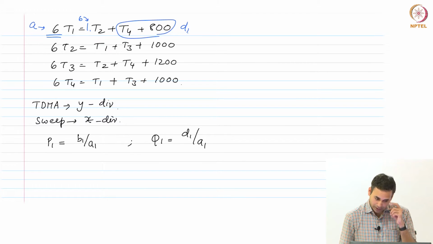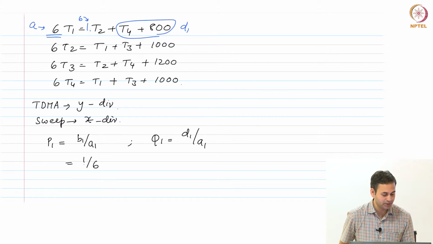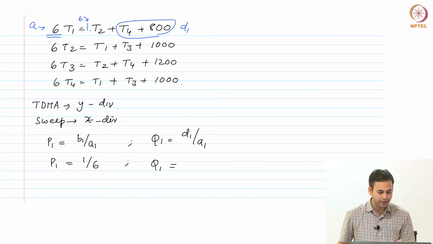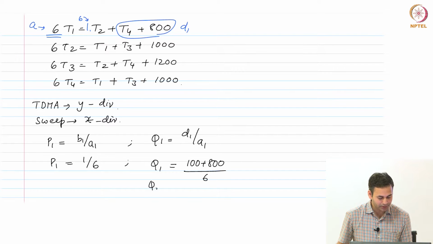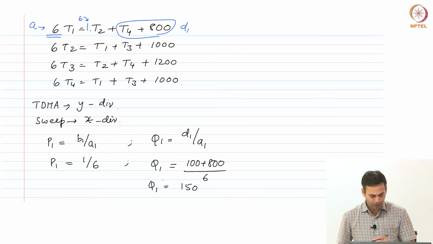Now, how much would these values come out to be? B1 is 1 and A1 is 6, that is your P1. What about Q1? 800 plus T4, and T4 we guessed as 100. So, that would be 100 plus 800 divided by 6. This is 900 by 6, that will be 150. So, P1 and Q1. Then what do we have?